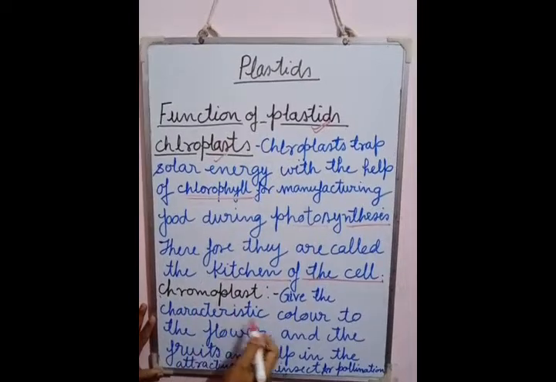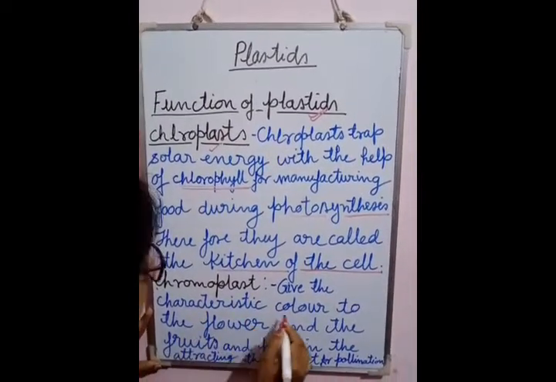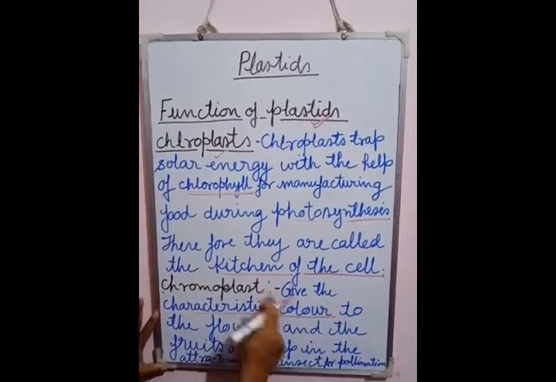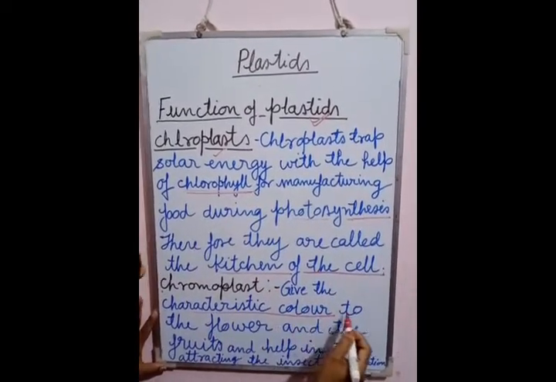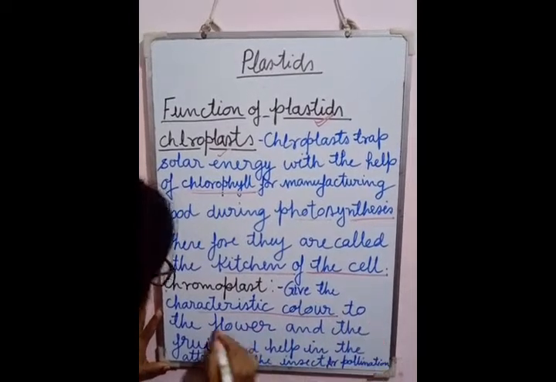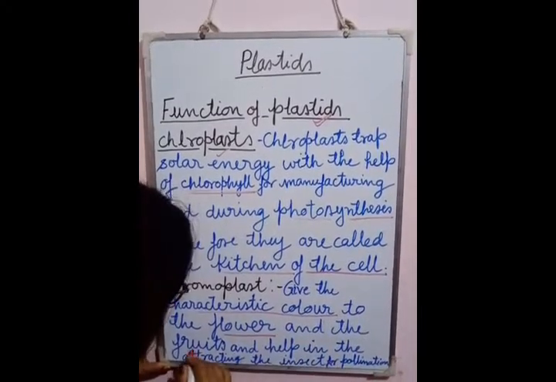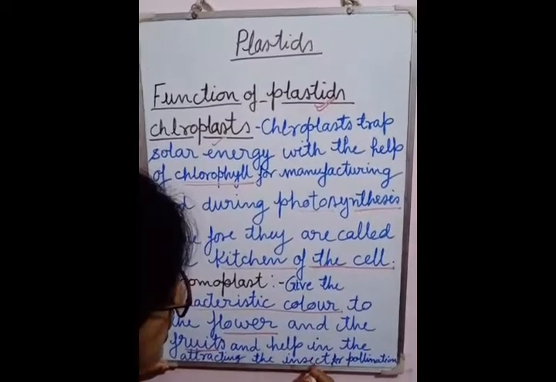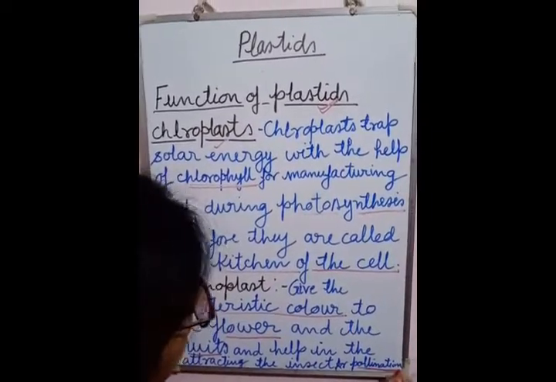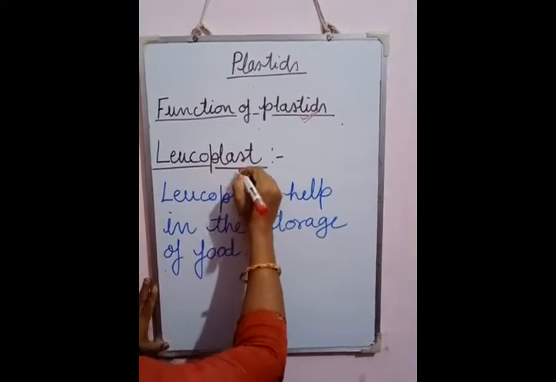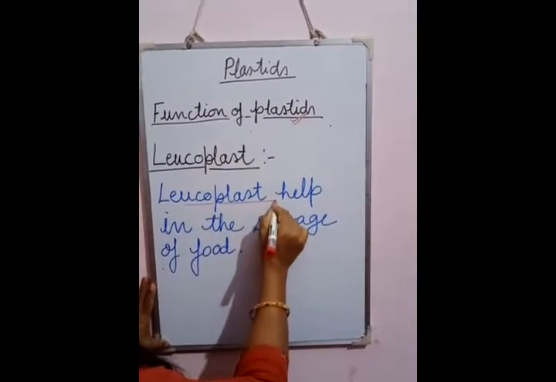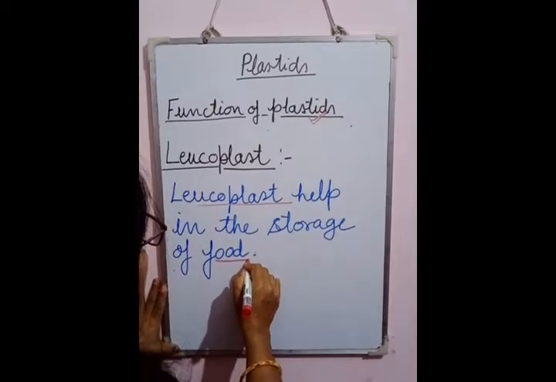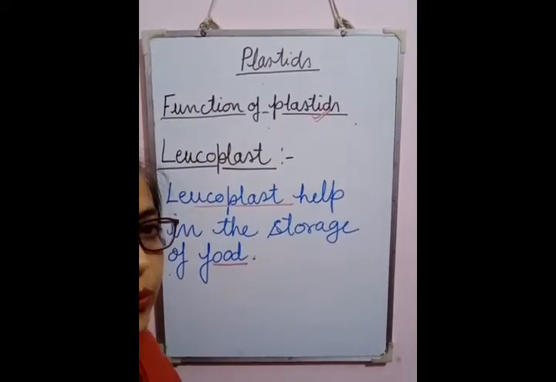Now, chromoplasts give the characteristic color because they have colorful pigments. So, they give the characteristic color to flowers and fruits and help in attracting insects for pollination. Then come to the leucoplast. Leucoplasts help in the storage of food. So this is about the function of the plastid.